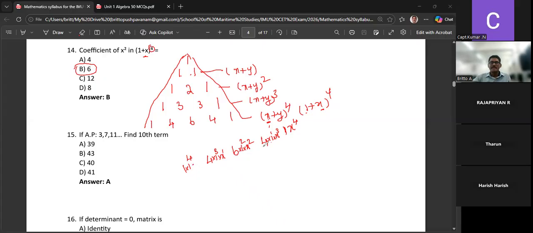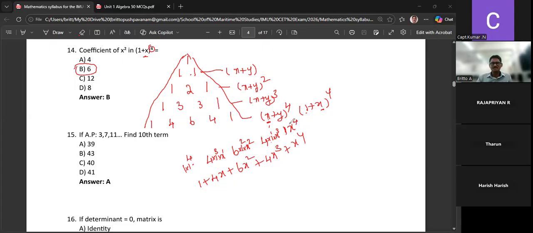Now, for the expansion of 1 plus x to the power 4, in between you just put plus. So 1 into 1 into 1 gives 1, plus 4 into 1 into x, so 4x, plus 6 into 1 into x square, 6x square, plus 4 into 1 into x cube, 4x cube, plus 1 into x power 4, x power 4. So this is the expansion of 1 plus x to the power 4 by using Pascal's triangle.